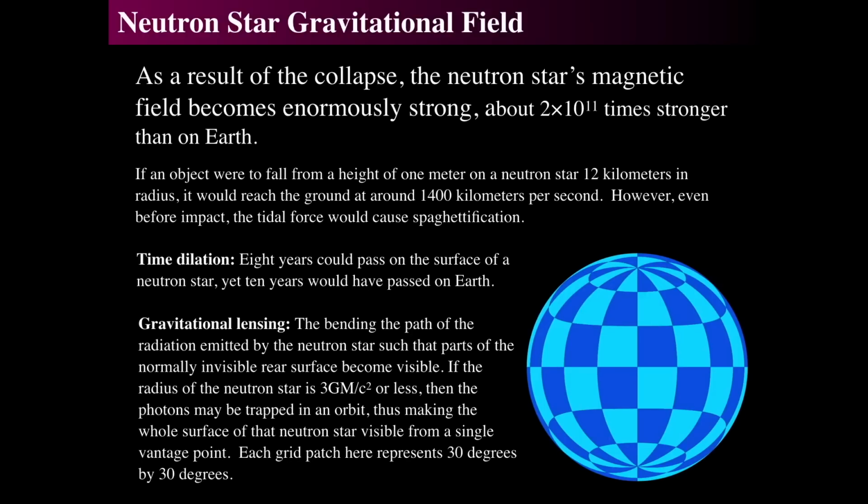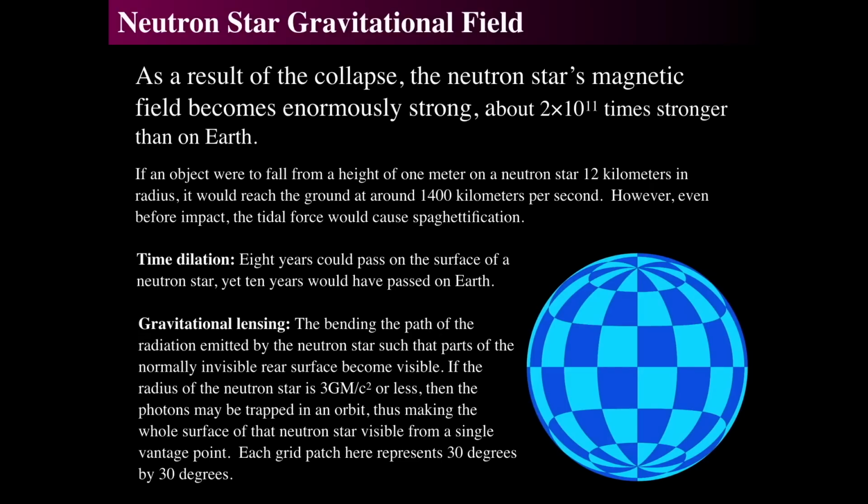At the surface of a neutron star, if you had a clock, if 8 years passed on the surface of the neutron star, yet very, very far away, here on Earth, where the gravitational field is much less, or even just a couple of light years away from the neutron star, 8 years on the surface of the neutron star means 10 years far away from the neutron star, which is very interesting. So there is a time dilation between the surface of the neutron star and far away. So time runs slower on the surface of the neutron star, which is fascinating.